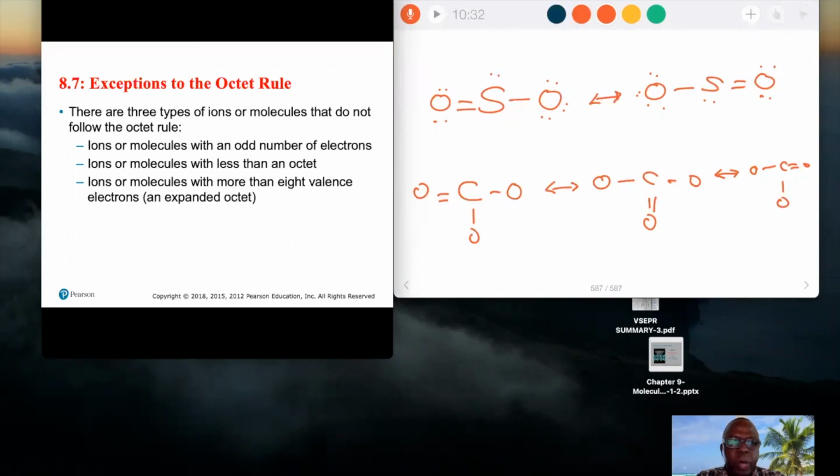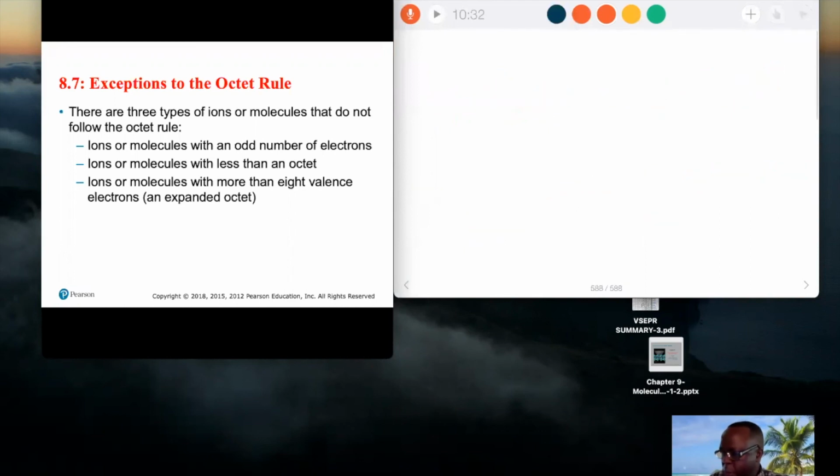When a molecule has less than an octet, for example, boron will form 3 bonds using its 3 valence electrons and still be stable without necessarily ending with 8 electrons.